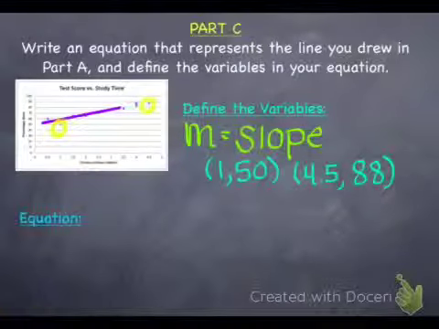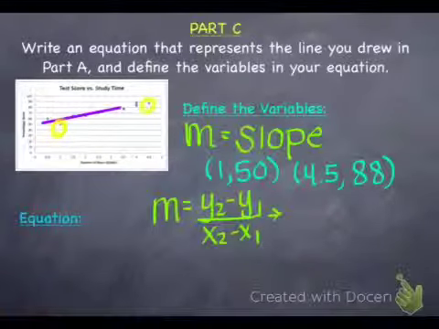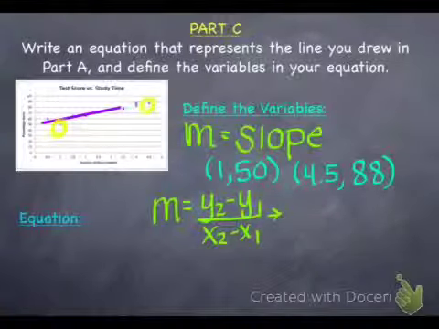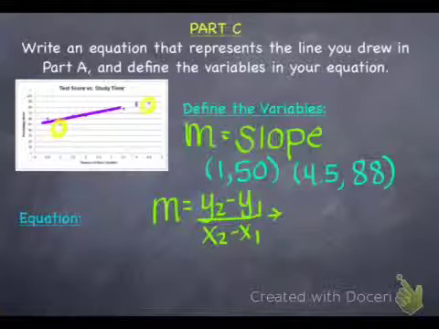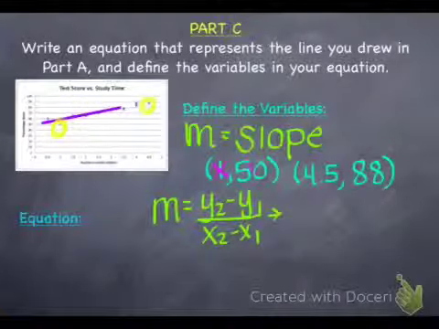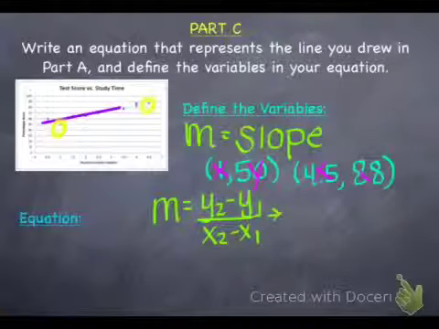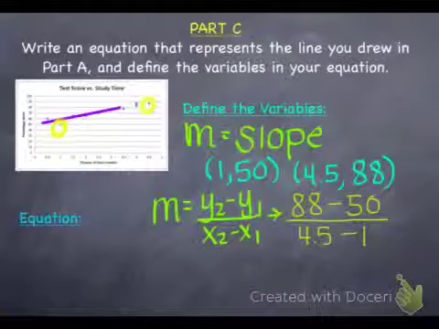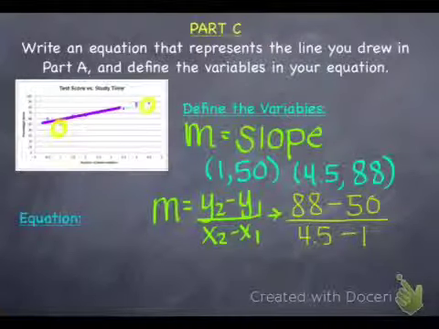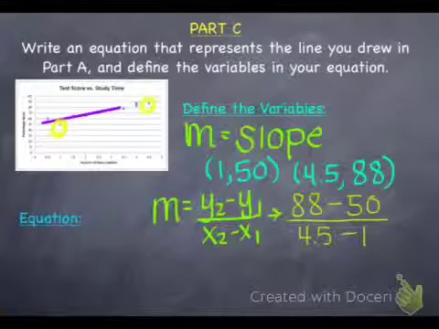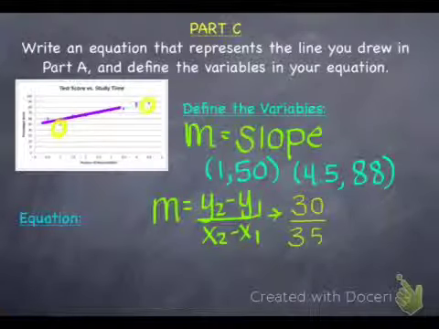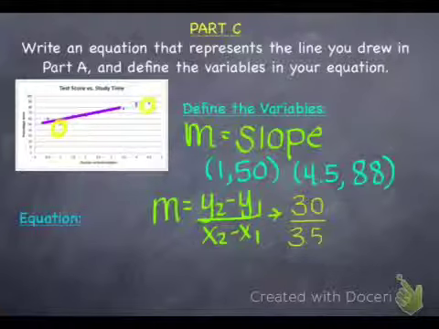So to find the slope, we're going to use our slope formula. So we're going to use our slope equals y2 minus y1 over x2 minus x1. So you want to name your coordinates xy1, xy2, and then start substituting. So after substituting, we get 88 minus 50 over 4.5 minus 1. So now we're going to simplify. So this reduces down to 30 over 3.5.